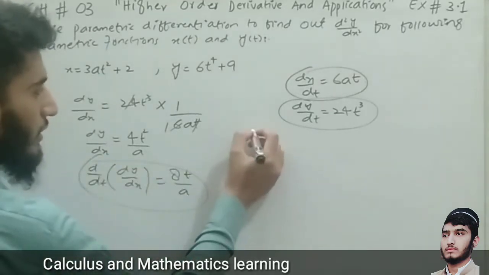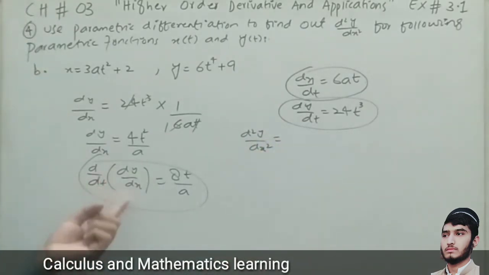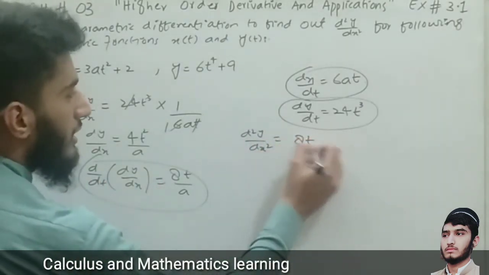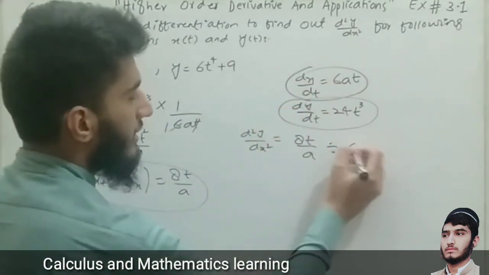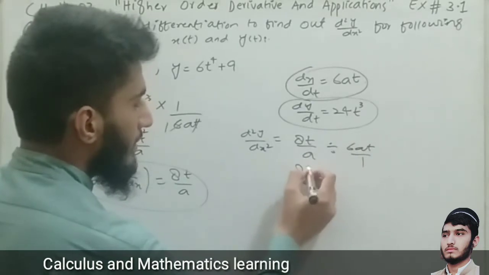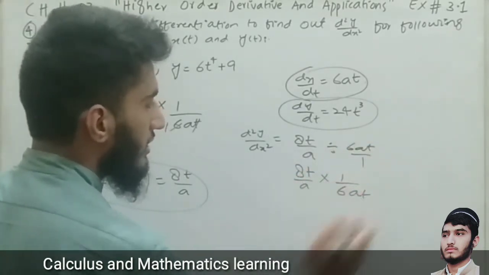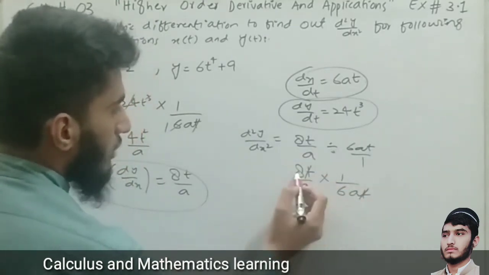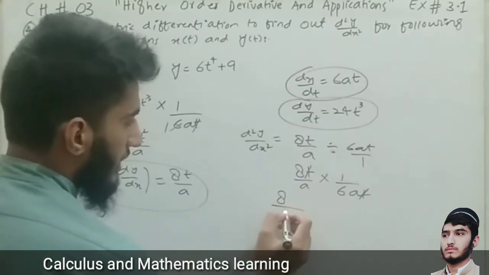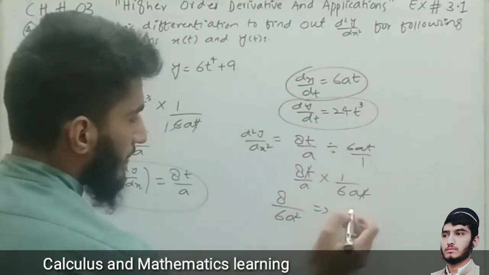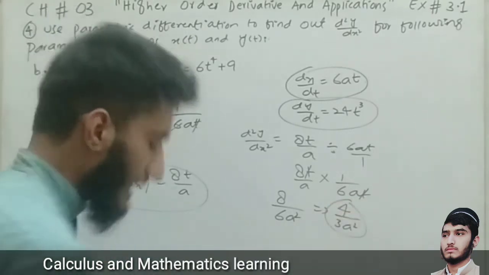Now for the second time derivative, you know the formula, d square y by dx square will be d by dt of dy by dx, which is 8t divided by a, divided by dx by dt, which is 6at. Now in multiplication, we reciprocate, it will give us 1 over 6at. So t is cancelled out with t. Over here is 8 and over here is 6. So by simplification, it becomes 8 divided by 6a square. And after further simplification, it will give us 4 divided by 3a square. So this is the required second time derivative.